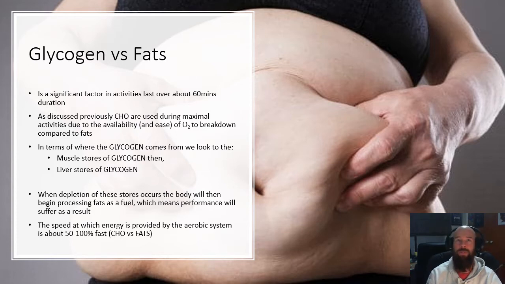So if the body was to run out of the glycogen stores and we're having to break down the fat stores to provide us with that energy, our performance is going to suffer. We're going to have to slow down to a lower rate, and it's not good. In terms of how fast it is delivered, we're looking at between a 50 to 100% gain with carbohydrates versus fat. So there is a big difference.